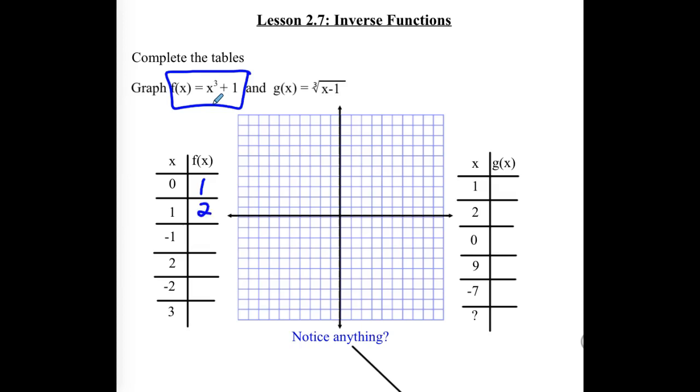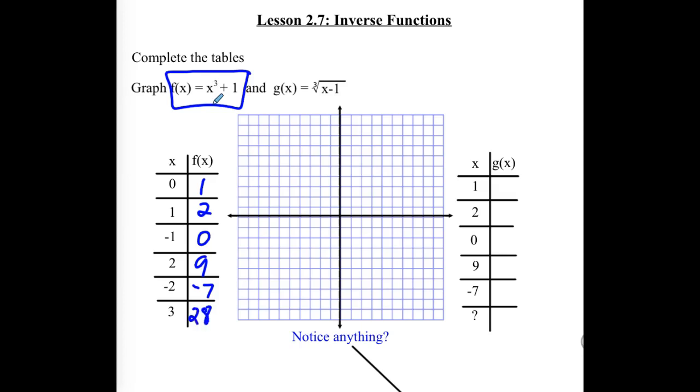What if we put a negative 1 in? What happens when we cube a negative 1? It's negative 1 plus the 1 would give us 0. Okay, if we put a 2 in and cube it, we have 8 plus 1 would be 9. If we put a negative 2 in and cube that, we're at negative 8. Adding 1 puts us at negative 7. And if we put a 3 in and cube it, what's 3 cubed? 27. Adding 1, we'd get 28.